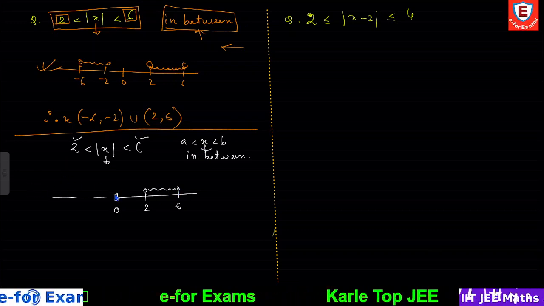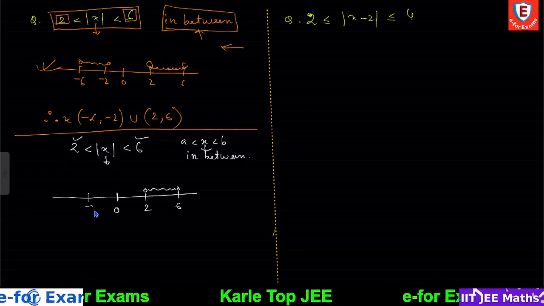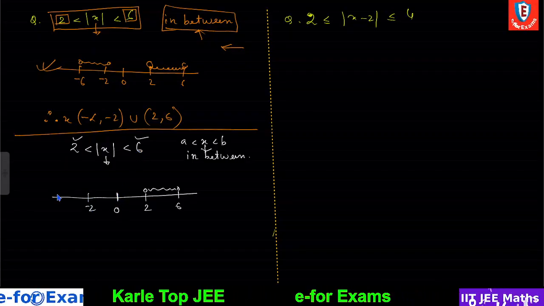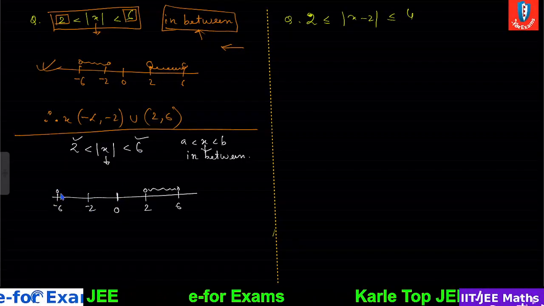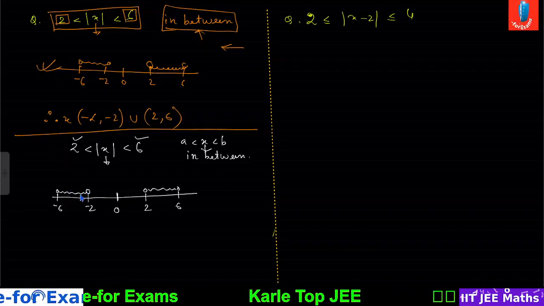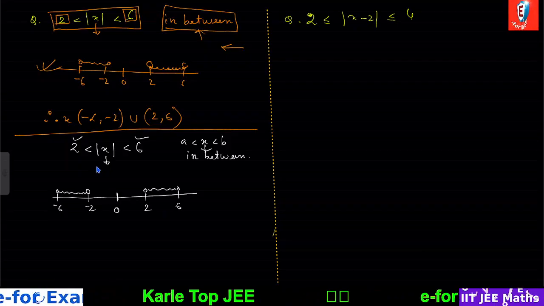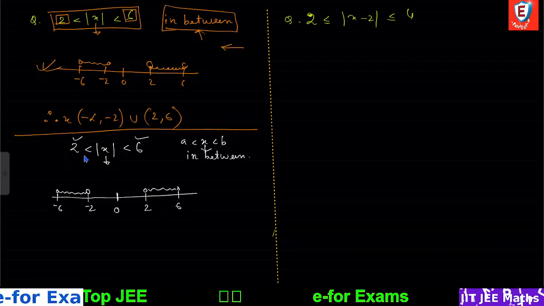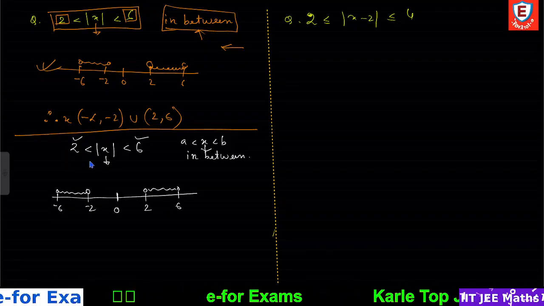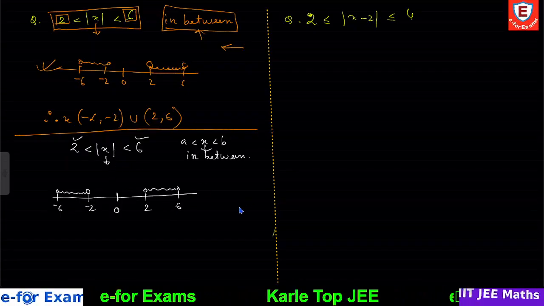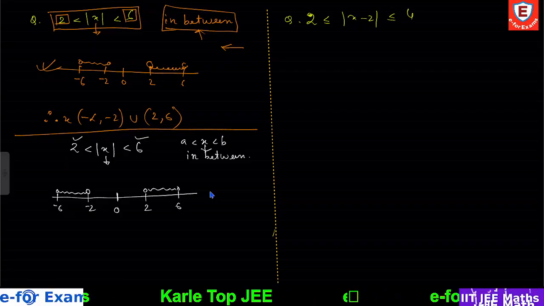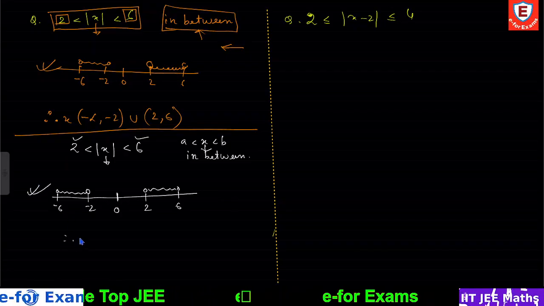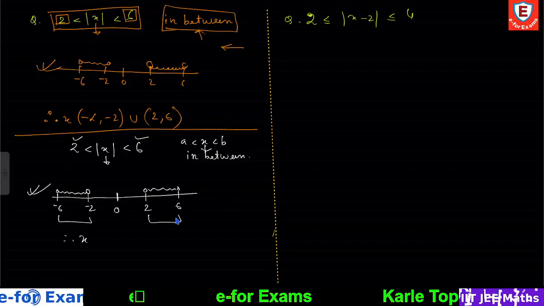And for the left side, 0 minus 2 means minus 2, and 0 minus 6 means minus 6. So for the left side, the value of x will be between minus 6 and minus 2. Got it? And if it was 2 greater than x greater than minus 6, the answer would be different again. For that also we will do in coming examples. Now we got this, right?